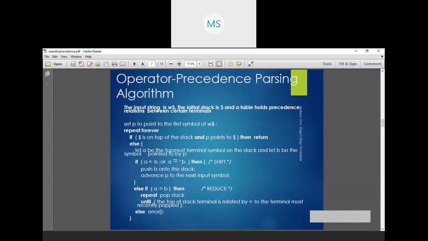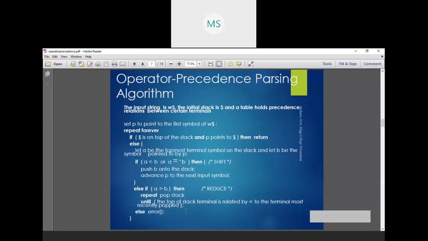If A is less than B or A is equal to B, what action do you apply? Shift action: push B onto the stack, whatever the input is, and advance P to the next input symbol. Else if the comparison between A and B is greater than, apply reduce. Repeat popping the stack until the top of the stack terminal is related by less than to the terminal most recently popped. We pop until we get the less than symbol.